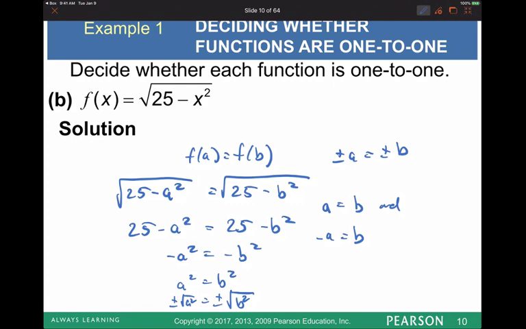So now we have one y value going to two different x's. So then it fails a horizontal line test. So then this function is not one-to-one. Not one-to-one.